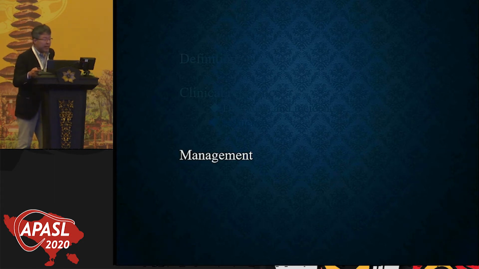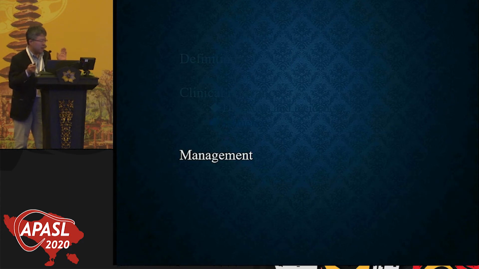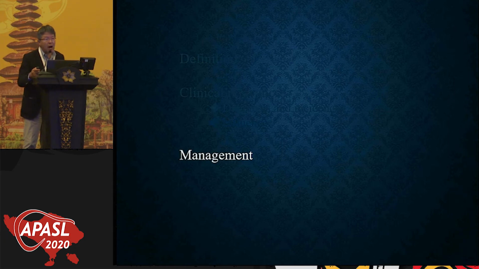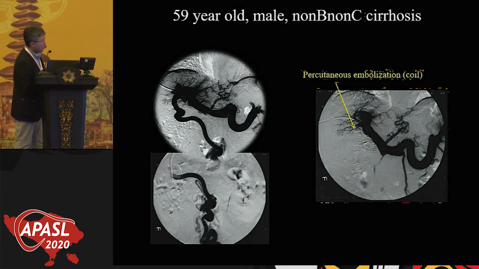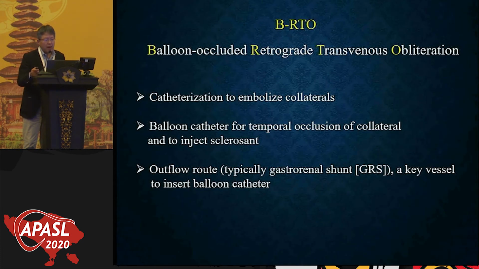Let's move on to the next topic, management. Management means embolization of spontaneous shunt using IVR technique. Of course, we can use coiling for the embolization of spontaneous shunt, but now it is not the first-line approach. We initially use BRTO for the embolization of collaterals.